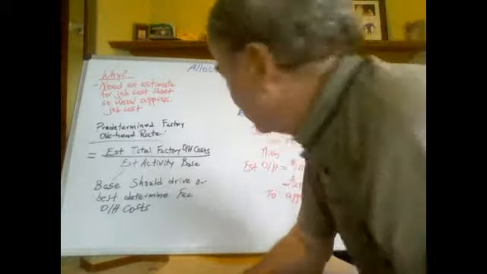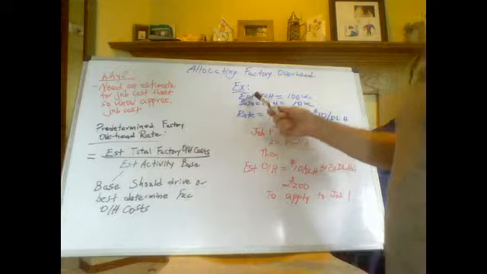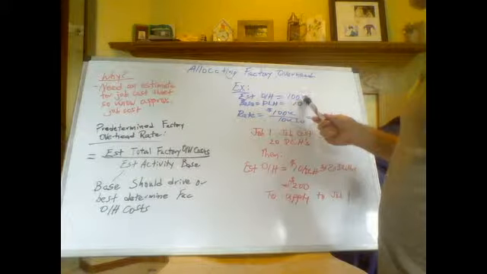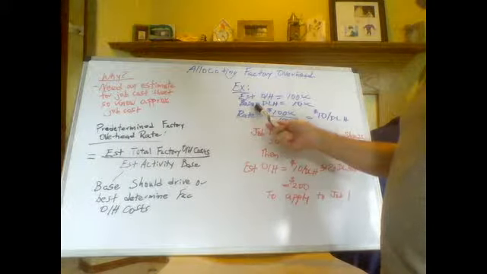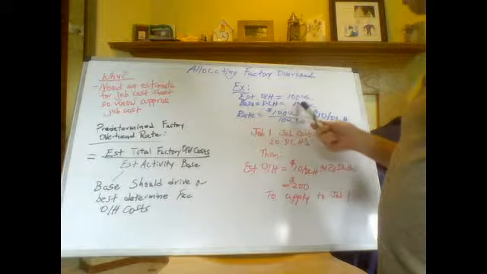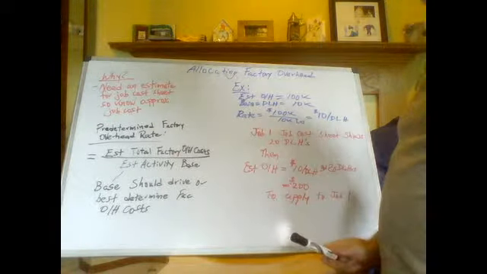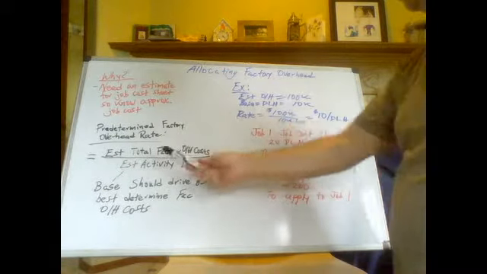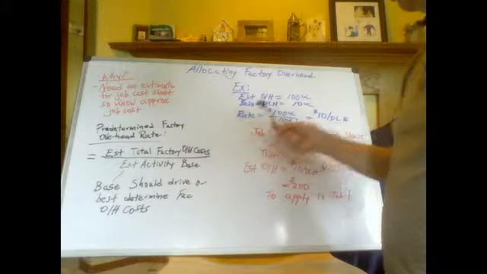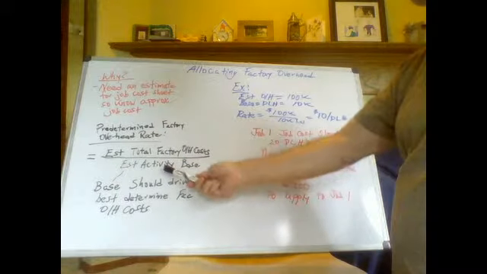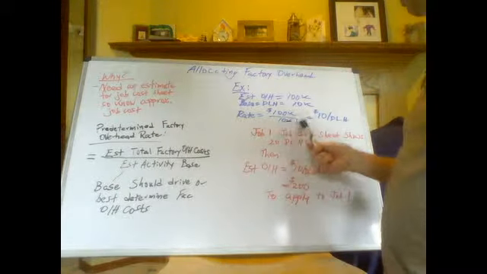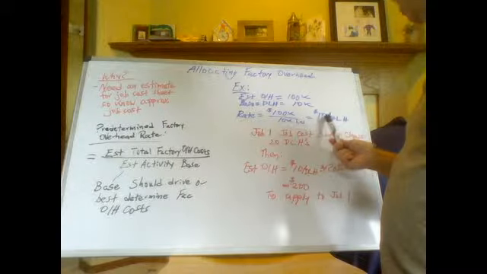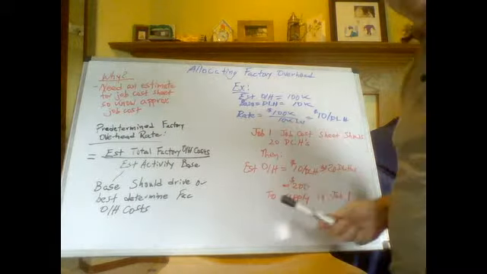Well, let's look at an example here. Let's assume that the estimated overhead for the year is $100,000. And the base we're going to use is direct labor hours, and that comes out to about 10,000 labor hours in a year. Then the rate would be the estimated total factory overhead cost of $100,000 divided by the activity base, 10,000 hours, or $10 per direct labor hour.